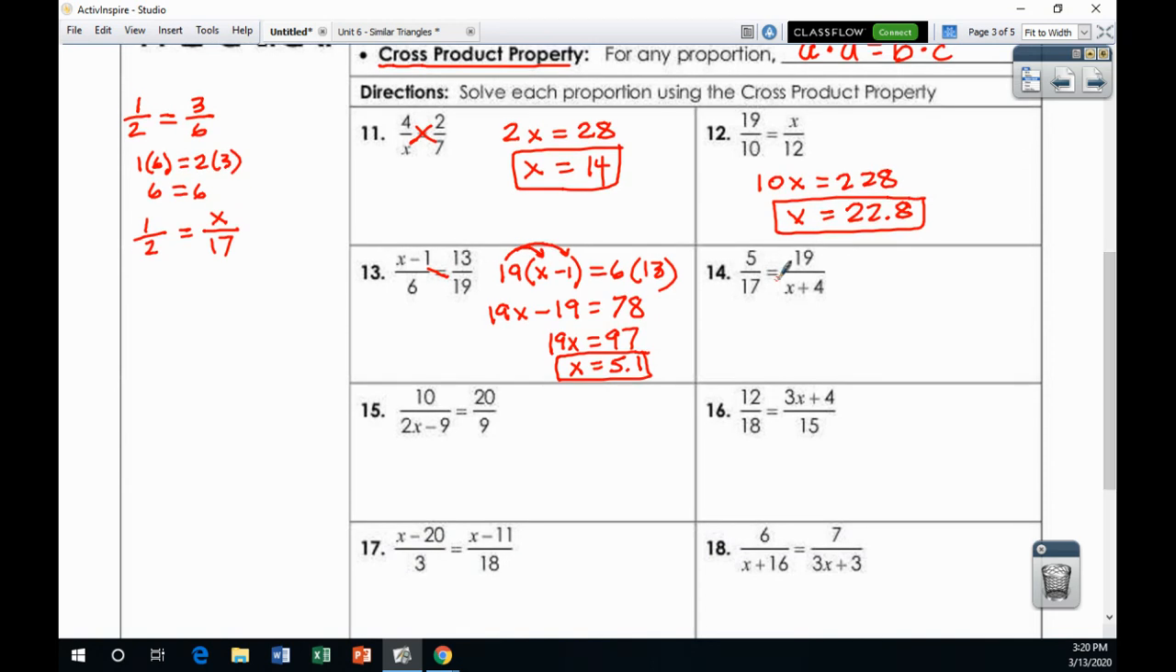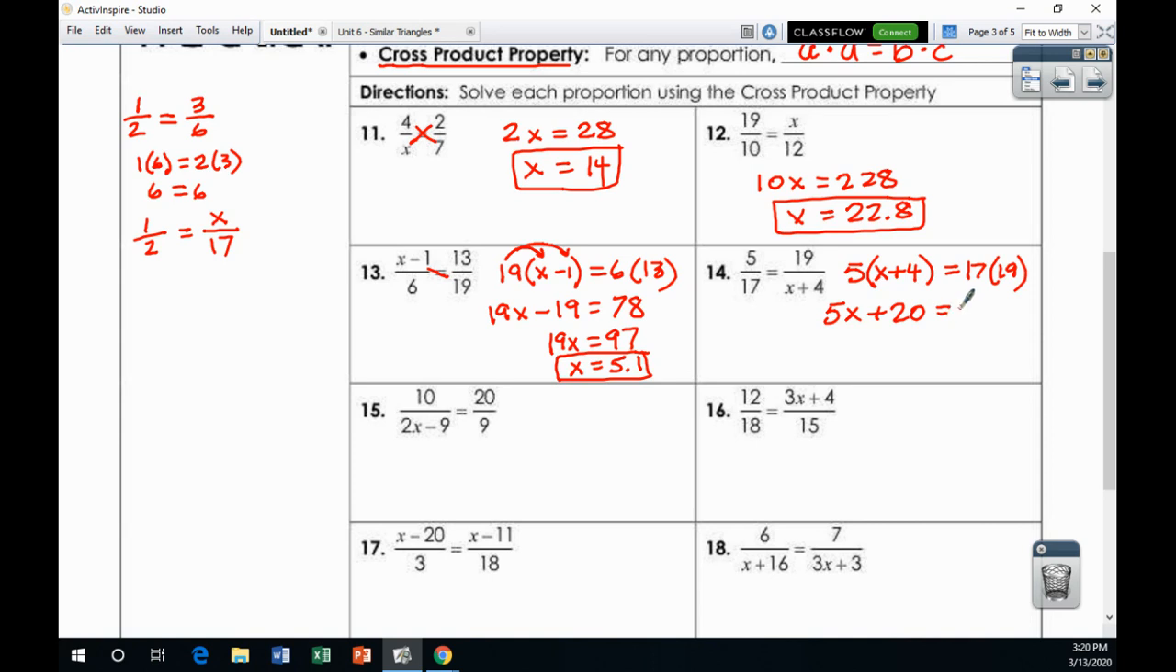I've got a similar problem here, except this time the binomial is in the denominator of my second fraction. So it doesn't change anything. I'm going to say 5 times both of those. If you already know what's going to happen with distributing, you can avoid writing that first step out and go straight to this one: 5x plus 20. The biggest mistake people make with the distributive property is they know to multiply 5 times x, but they forget to multiply 5 times 4.